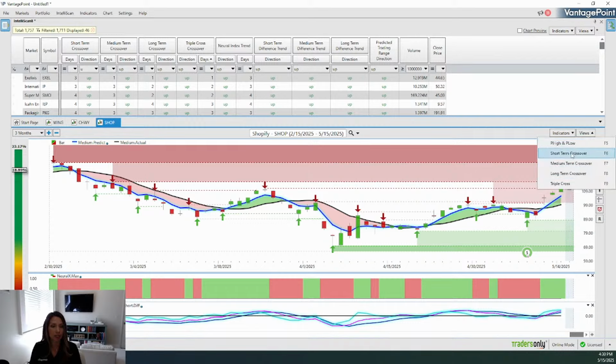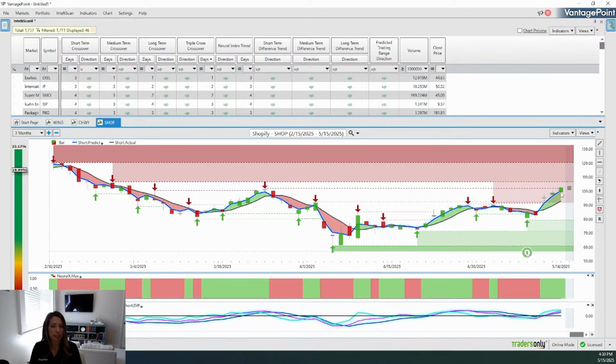So now we can see our short-term crossover. I'm going to switch over to that short-term cross. So we can see that that is actually trending up as well.